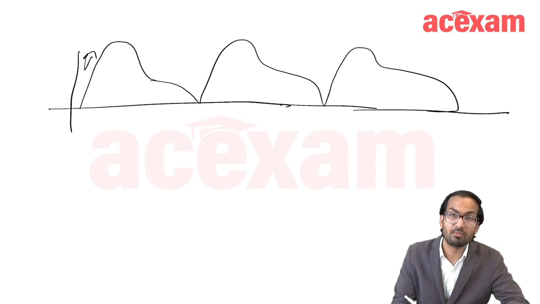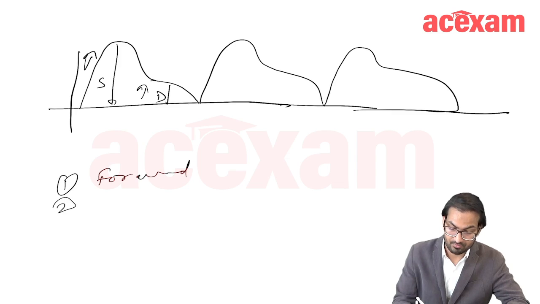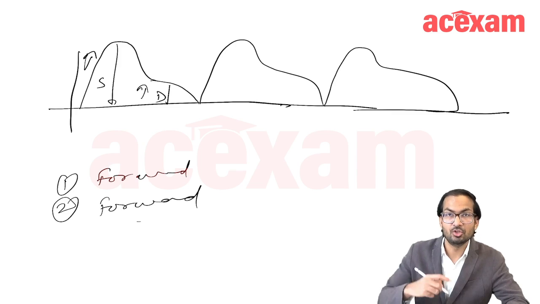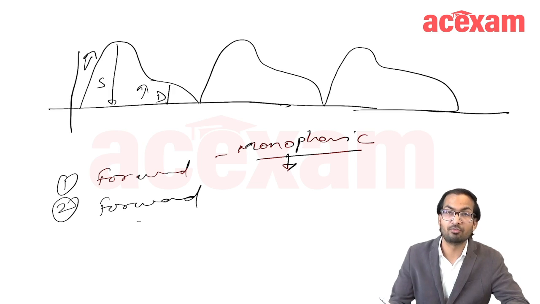There is a forward flow in systole, and this is diastole. In diastole as well, there is forward flow. So forward in systole, and in diastole as well, forward. When there is no change in the direction, we just call it monophasic. Monophasic. And where do we see monophasic flow?